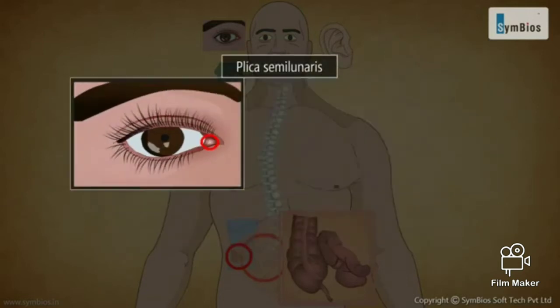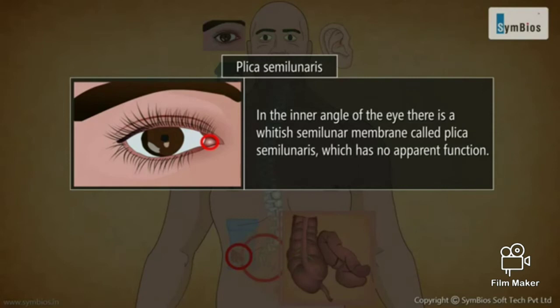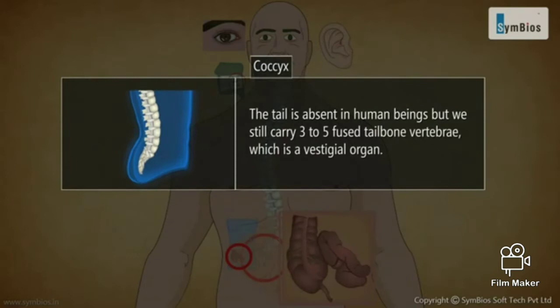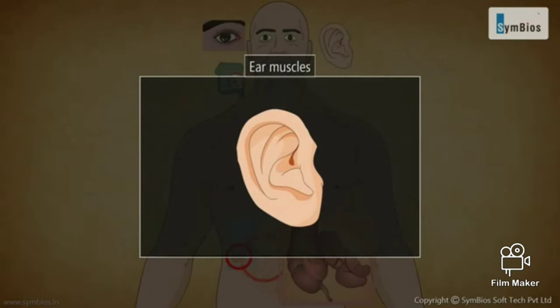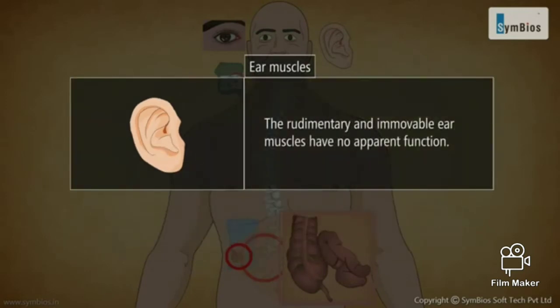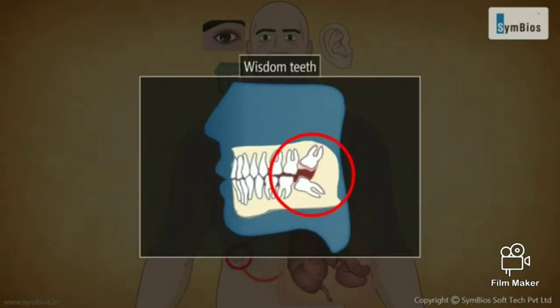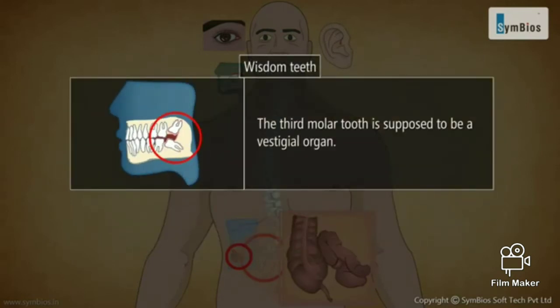Plica semilunaris. In the inner angle of the eye, there is a whitish semilunar membrane called plica semilunaris, which has no apparent function. Coccyx. The tail is absent in human beings, but we still carry 3 to 5 fused tailbone vertebrae, which is a vestigial organ. Ear muscles. The rudimentary and immovable ear muscles have no apparent function. Wisdom teeth. The third molar tooth is supposed to be a vestigial organ.